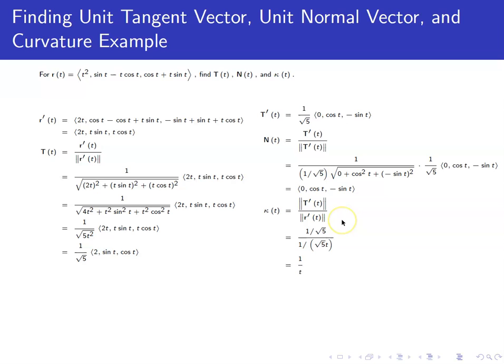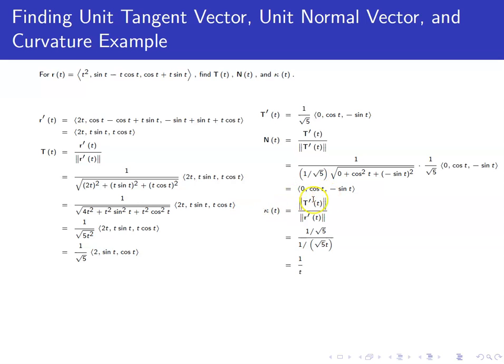Finally, we have all we need for figuring out the curvature. One of the ways to compute curvature is the magnitude of the derivative of the unit tangent vector over the magnitude of the derivative. Well, earlier we calculated the magnitude of the derivative. It's right here. That's root 5 times t, assuming again that we have t's that are positive. I didn't want to make it messy with absolute values stuck everywhere. So that's why I've got root 5 t here in the denominator.